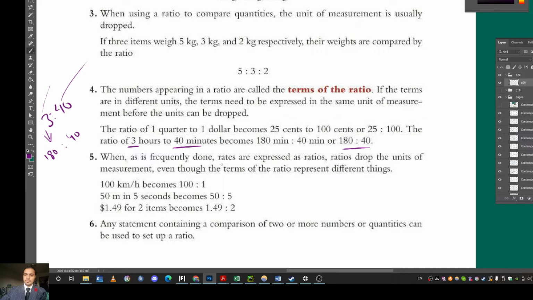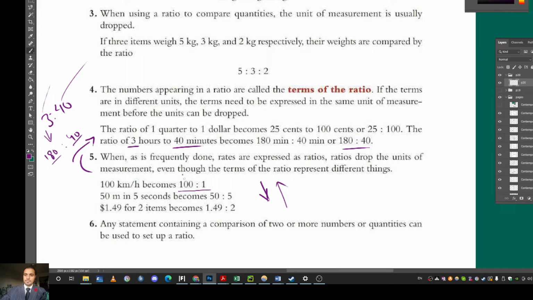When, as is frequently done, rates are expressed as ratios, ratios drop the units of measurement, even though the terms of the ratios represent different things. Okay, so now point number 5 is an exception to what we were talking about in point number 4, which is that we're trying to express everything in the same measurements. But when we're talking about rates, like when you say the train is going 100 kilometers per hour, or the prices are increasing at this rate, or falling at this rate, or wages are going up at this rate, or whatever, then in those cases we're probably going to have two different units of measurement, and that's okay. Not only is that okay, usually when we're expressing them, we're okay to drop them.